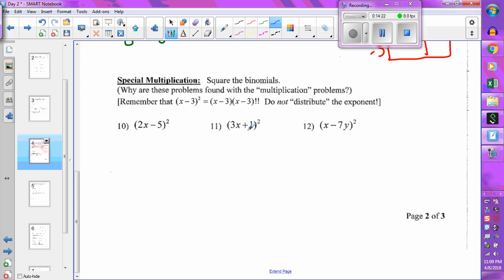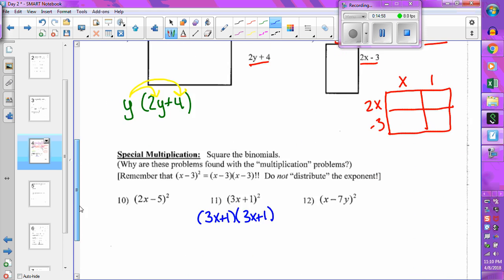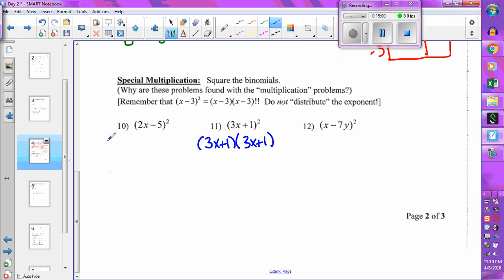So again, remember, when you're squaring your binomials, remember this is a binomial because it has two terms, 3x and 1. Two terms, right? And you're squaring it. So you're saying 3x plus 1 times 3x plus 1. That's pretty much what square means. So this is what you're saying. 3x plus 1 times 3x plus 1. Now, we have to pick a strategy to solve this. We can use box method or we can use distributive. But since we use the box method up top, we're going to use the distributive as we did with the last problem.